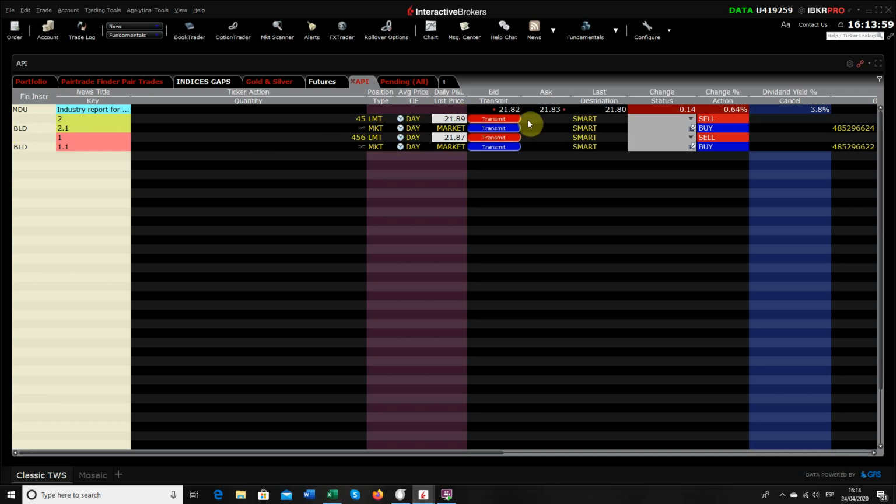So if I hit this now, it's going to sit around and wait, and I don't want to sit around and wait. So I'm going to cross the spread because we're only trading 1,000 a leg. Who cares? And we're selling. So we're selling short. So I'm going to say I want to get 21.82 because that's the bid. And I hit transmit, and boom, both orders get done.